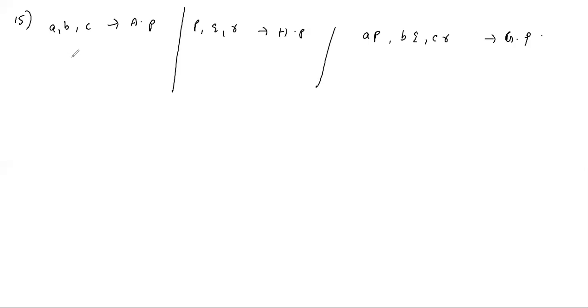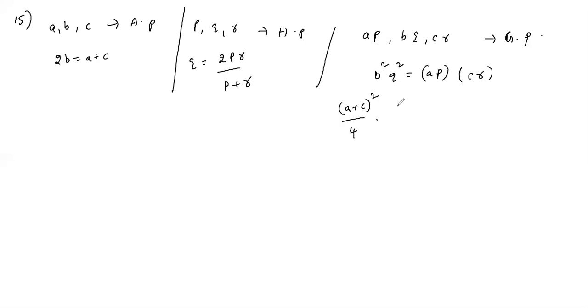So B equals A plus C by 2. HP means Q equals 2PR by P plus R, harmonic mean. Next, GP means B square Q square equals AP into CR. B square equals AC is the condition if A, B, C are in GP. So I am replacing the B value and Q value on the left side: B square is A plus C whole square by 4, Q square is 4 P square R square by P plus R whole square.